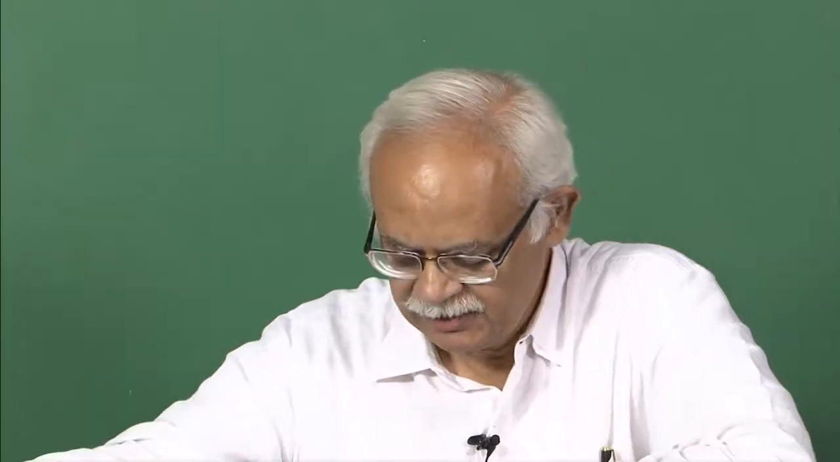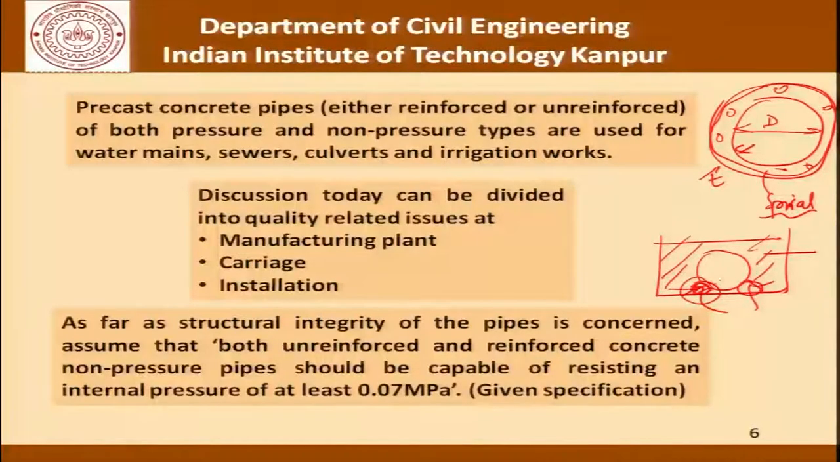As far as the structural integrity of the pipes is concerned, one may assume that it is a given specification that both unreinforced and reinforced concrete non-pressure pipes should be capable of resisting an internal pressure of at least 0.07 MPa. So these are the kind of specifications which will be given from the point of view of design.